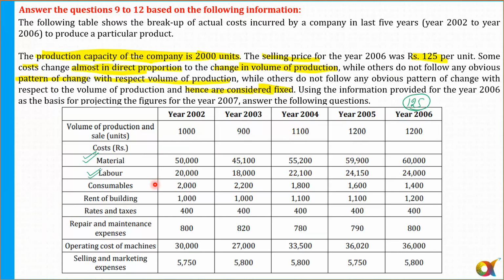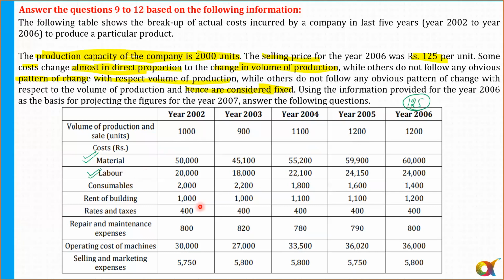Now, consumables. So 1000 into 2. 900 into 2, 1800. No, this is 2200. 1100 into 2, 2200. So are the consumables directly varying? No. So it is fixed. Others are considered as fixed. So consumables is fixed here.